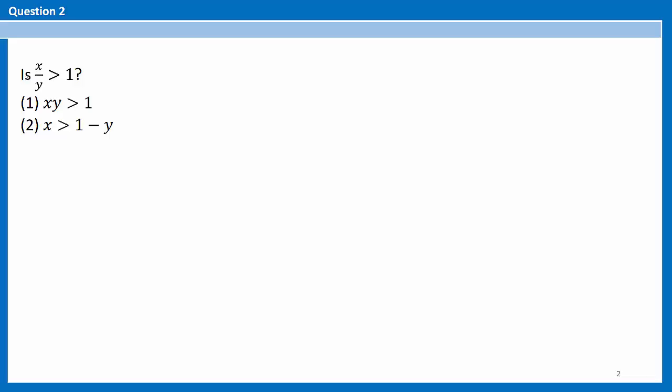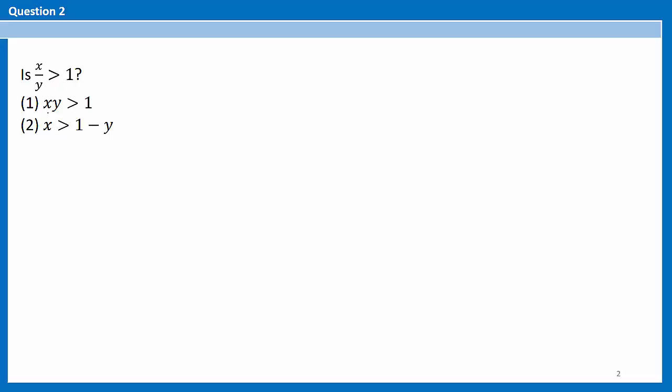Okay, because we cannot just say, oh, this means that x is greater than y. No, that doesn't mean anything, because for that to be true, y would have to be positive, so that when it came to the right, it wouldn't change the inequality sign. Okay, but we don't know that yet. That is the question. Let's go with statement 1.